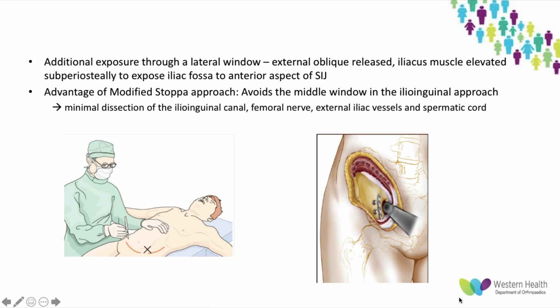So the advantage of the modified Stoppa in comparison to the ilioinguinal approach is that you avoid having a middle window. This means you have minimal dissection of the inguinal canal, the femoral nerve, the external iliac vessels, and the spermatic cord. So it is a less invasive operation.